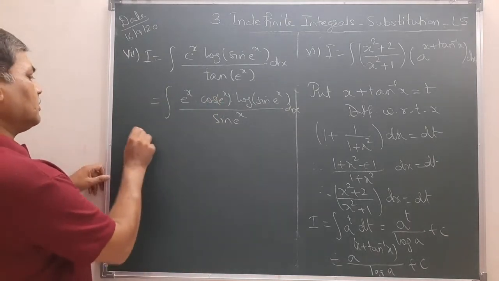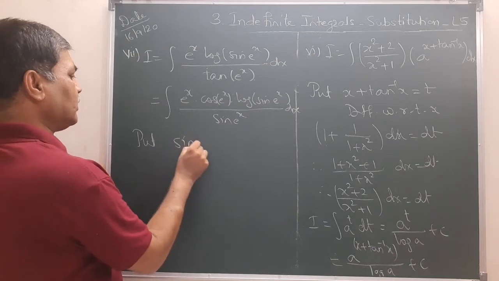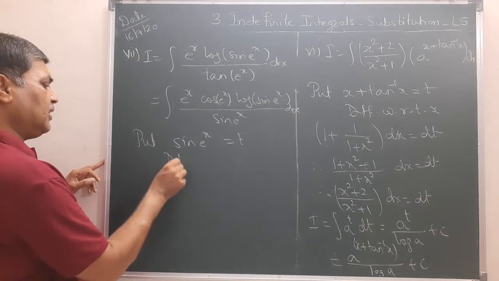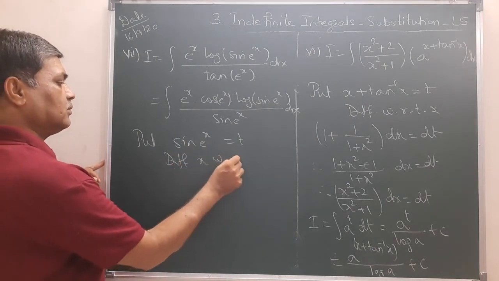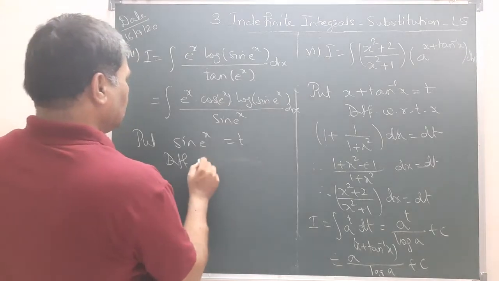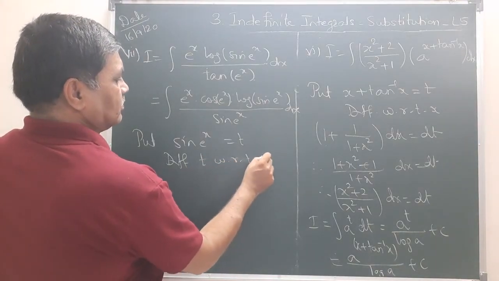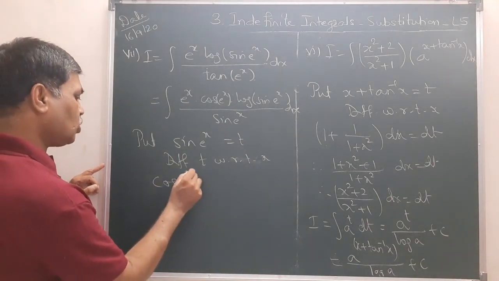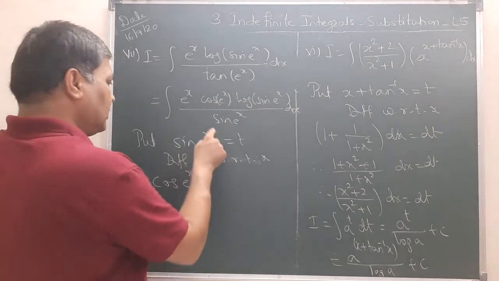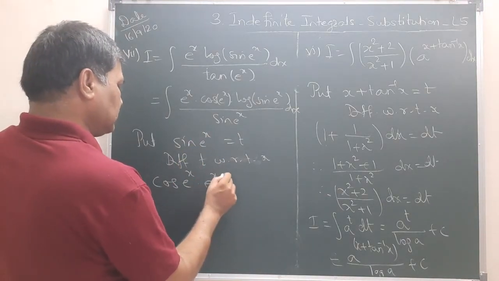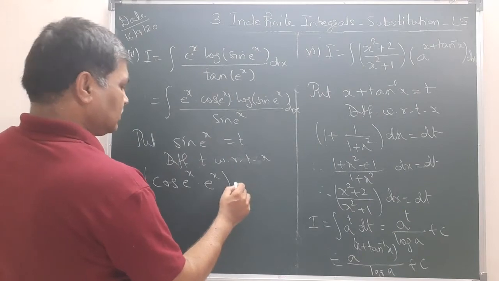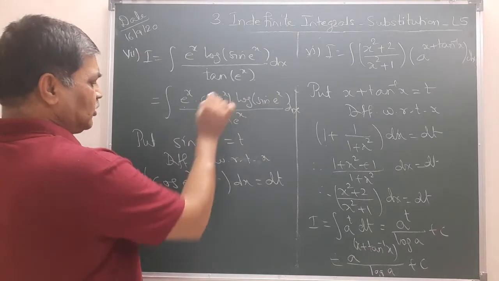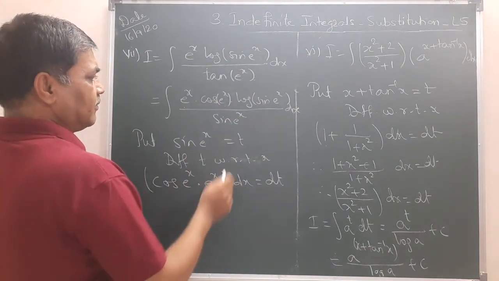Put sin of e raised to x is equal to t. Differentiating t with respect to x, we will get derivative of sin is cos of e raised to x. Then derivative of e raised to x is e raised to x dx is equal to dt. So this e raised to x cos e raised to x dx is your dt.